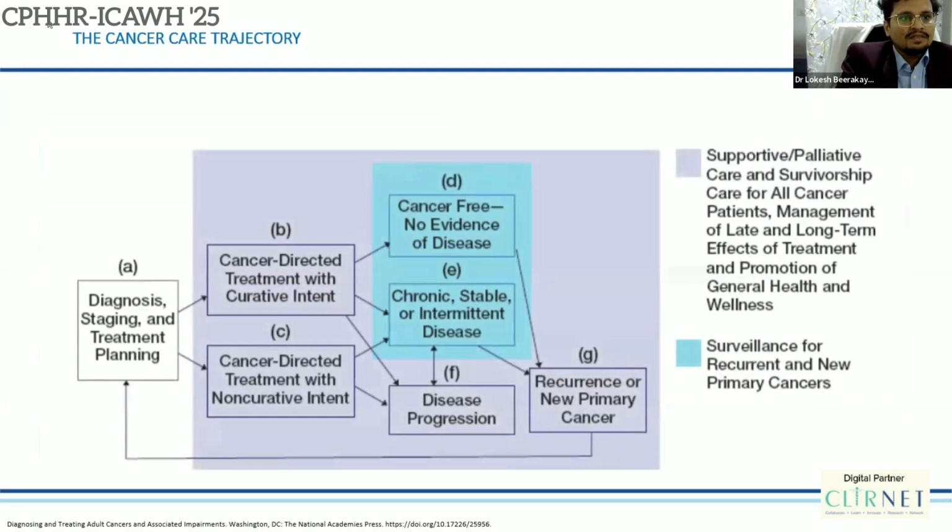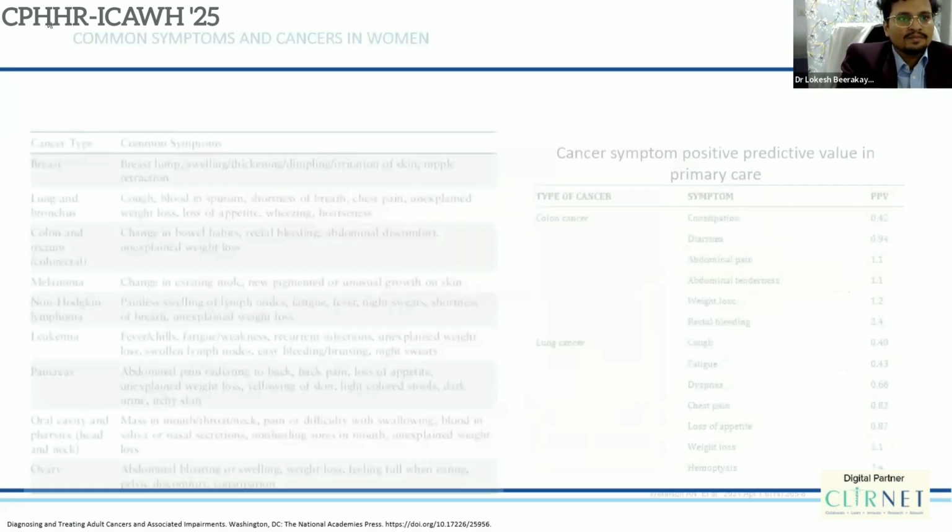So this is the diagnosis, staging, and the treatment planning. This is how it goes. If it's a cancer-directed treatment, then we proceed with that and make sure the patient is cancer-free. If not, we look for the disease progression. Then, if any recurrence, we plan treatment accordingly.